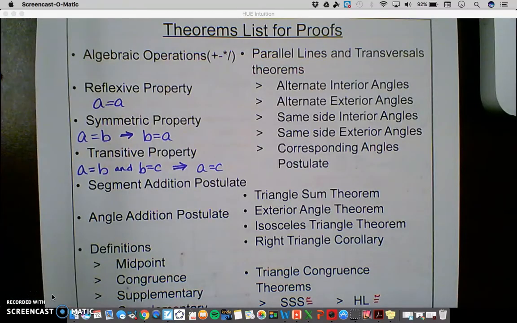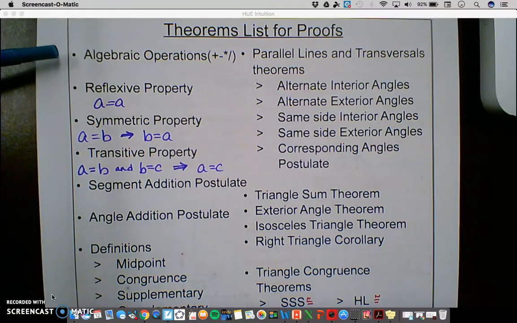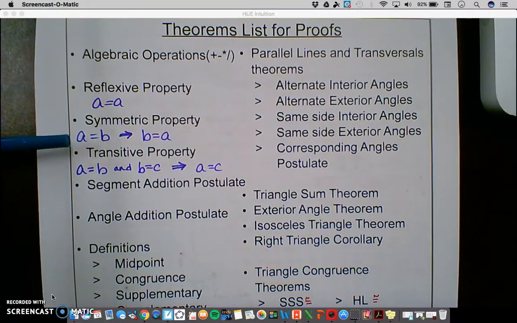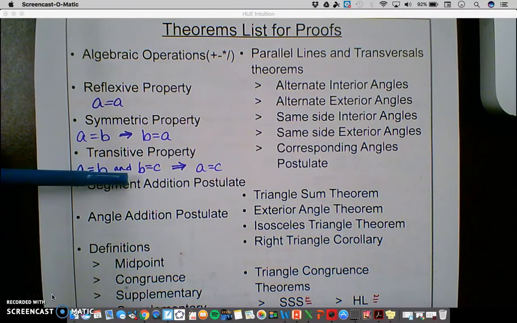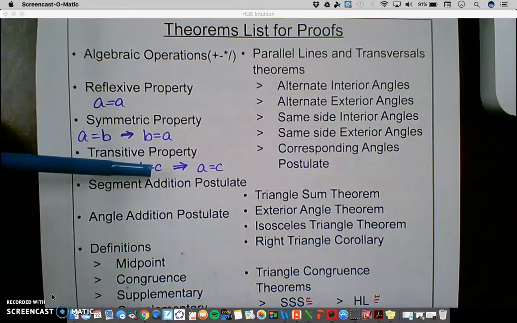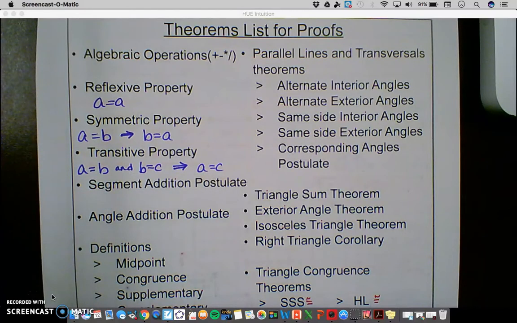The next page is the theorem list for proofs, starting with algebraic operations like addition, subtraction, multiplication, and division. We have our reflexive property, where something is equal to itself. The symmetric property, where we can turn an equation around, A equals B and B equals A. The transitive property, where we have two things that are equal to the same thing, so those are equal to each other. If A equals B and B equals C, then A equals C.